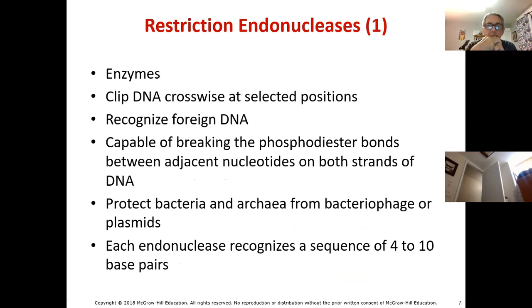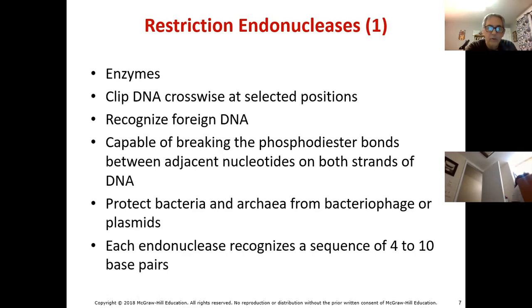The enzymes made by bacteria, the restriction endonucleases, will cut DNA at selected positions. They recognize foreign DNA. They're capable of breaking those phosphodiester bonds. Remember, the backbone of the DNA is the sugar phosphate, and the bonds are between adjacent nucleotides on both strands of DNA. Bacteria and archaebacteria use these enzymes to protect themselves from bacteriophages or even foreign plasmids.